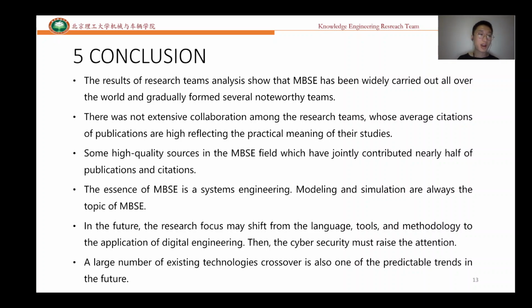Now comes part 5, conclusion. The results of the research teams' analysis show that MBSE has been widely carried out all over the world and gradually formed several noteworthy teams. There was not extensive collaboration among the research teams, whose average citations of publications are high, reflecting the practical meaning of their studies. Some high-quality sources in the MBSE field have jointly contributed nearly half of publications and citations.